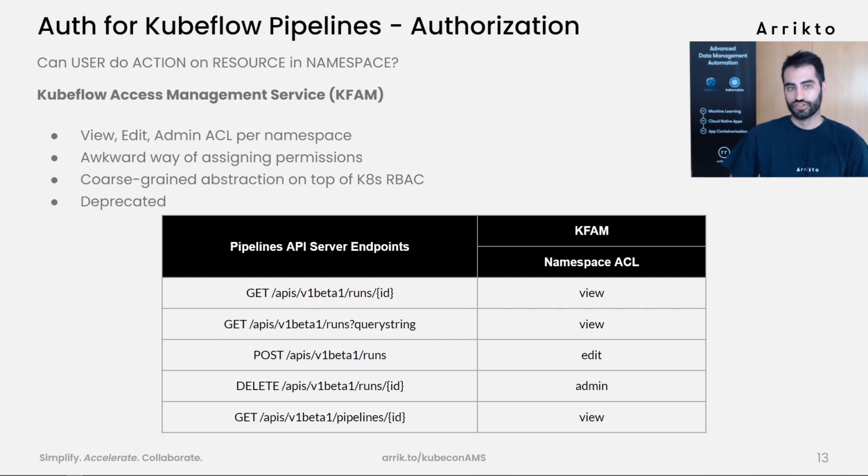In the first implementation, Kubeflow Pipelines are using the Kubeflow Access Management Service, or KFAM for short, to authorize requests. KFAM is introducing a simple view, edit, admin access control list abstraction for all actions on top of Kubernetes RBAC. As you can see from the permission table below, there are only 3 levels of access available, so an admin can't specify a more fine-grained policy, like a user can view and create pipeline definitions but not start pipeline runs. This method is deprecated and will be superseded by RBAC and subject access review.